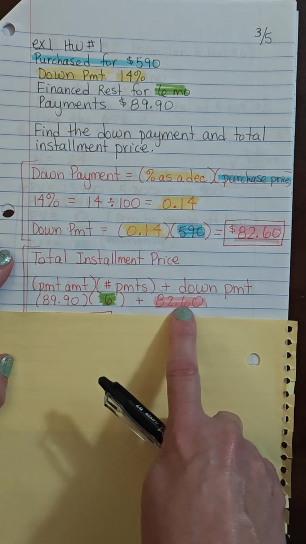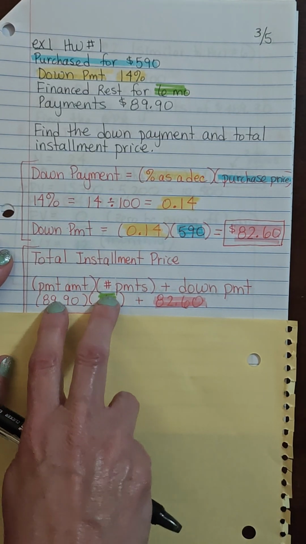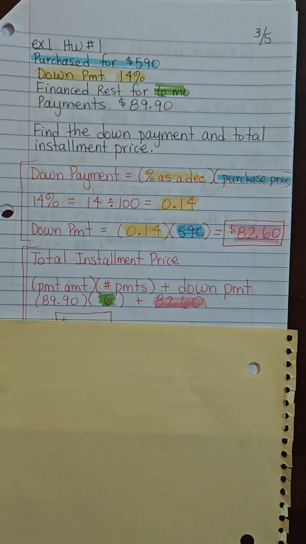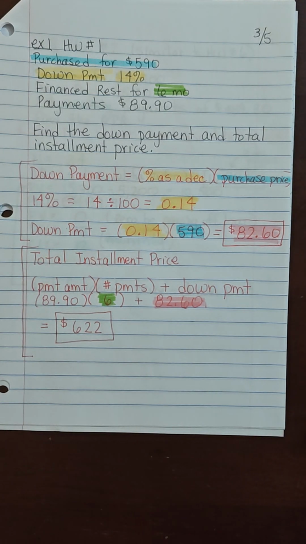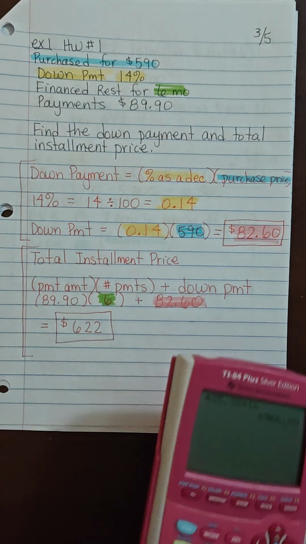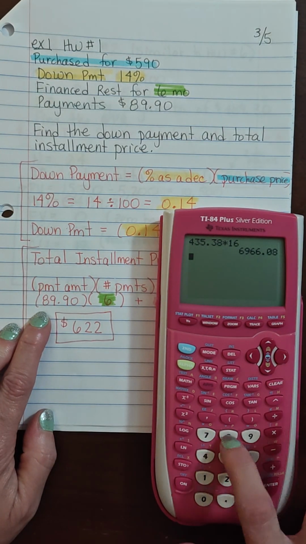And then your down payment of $82.60, that came from right there. All right, so you can put this in your calculator all at once. Let me open my drawer here and grab out my calculator. So you can type that all in at one time, and we're going to get $622. So you can type it in using parentheses or just using multiplication.